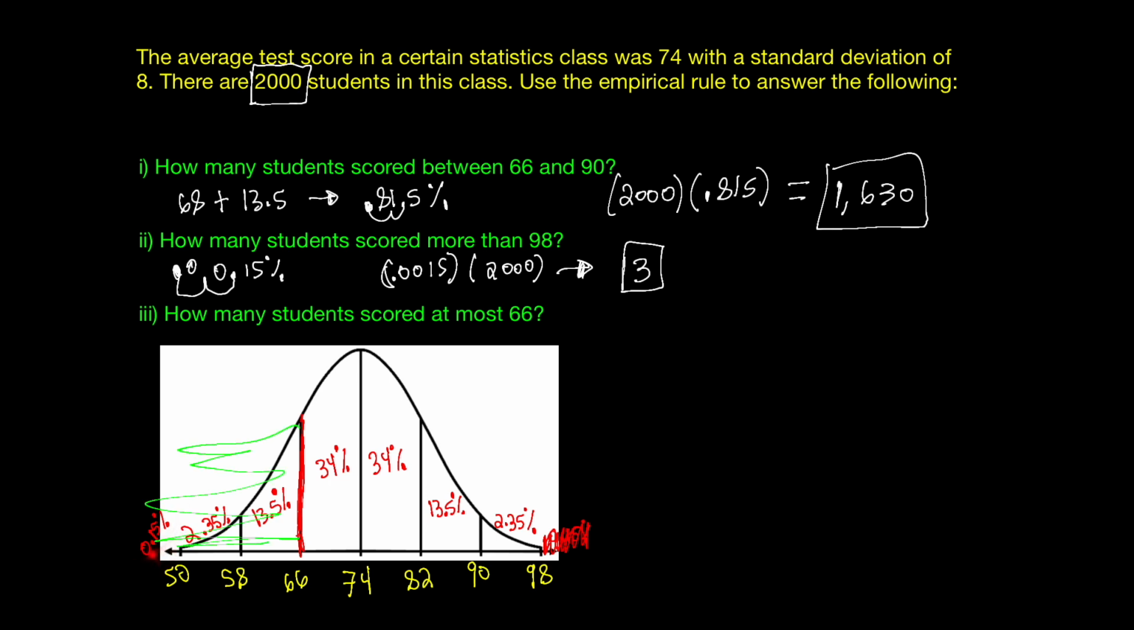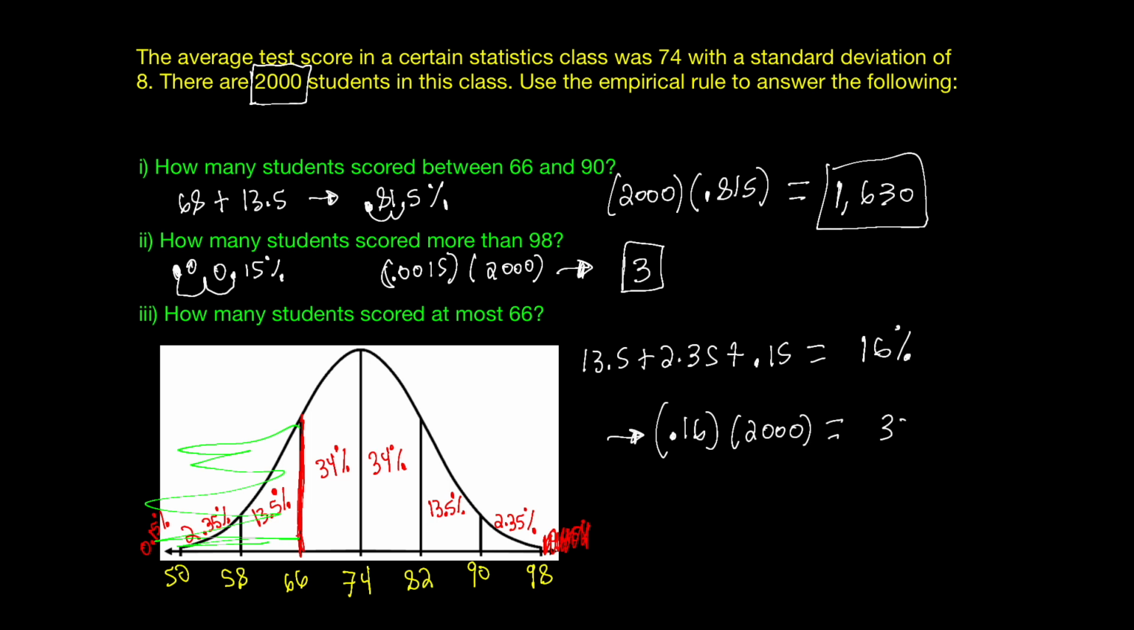And you can see that I'm going to need to add the 0.15 with the 2.35 with the 13.5. So 13.5 plus 2.35. And then I'm going to add the 0.15. And that's going to give me 16%. So that's going to convert to 0.16. And if I multiply that with my total of 2,000, I'm going to get the total number of students, which would be 320. So 320 students scored at most a 66.